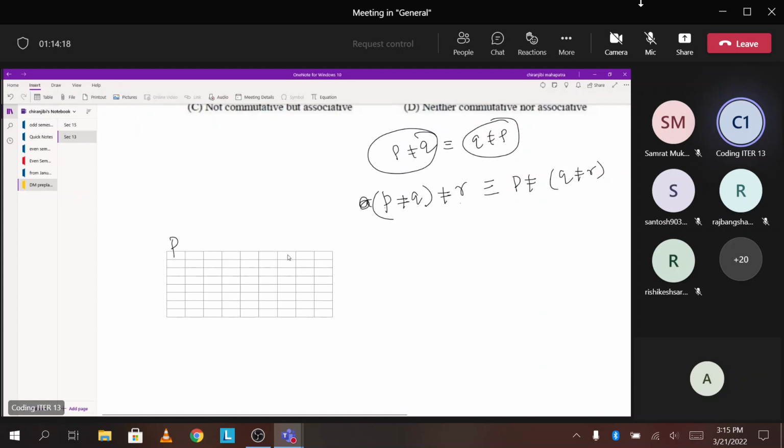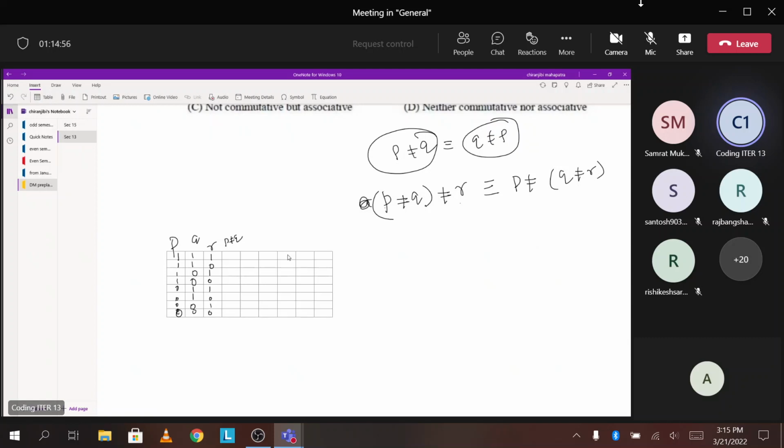ओके देखो P, Q, R, ठीक है, ये क्या होगा 1 1 1 1 0 0 0 0, ठीक है। True को 1 में डिनोट कर रहा हूँ, False को 0, ठीक है। 1 1 0 0 1 1 0 0 1 0 1 0 1 0 1 0, ठीक है। So what will be P not equals to Q?